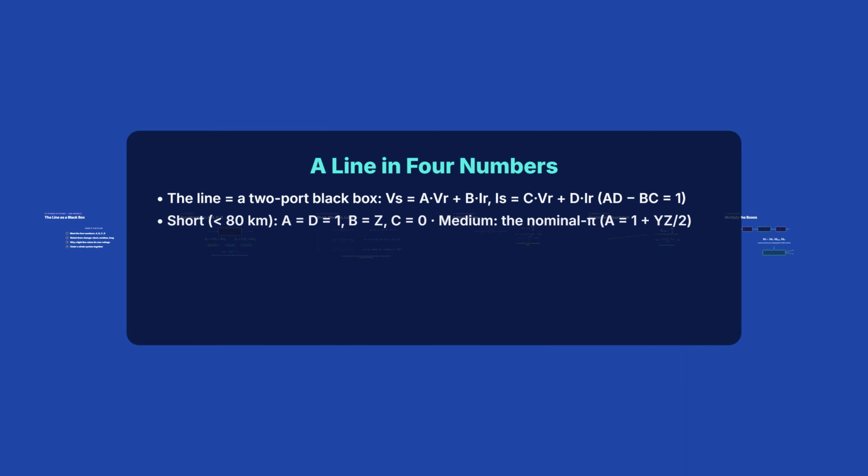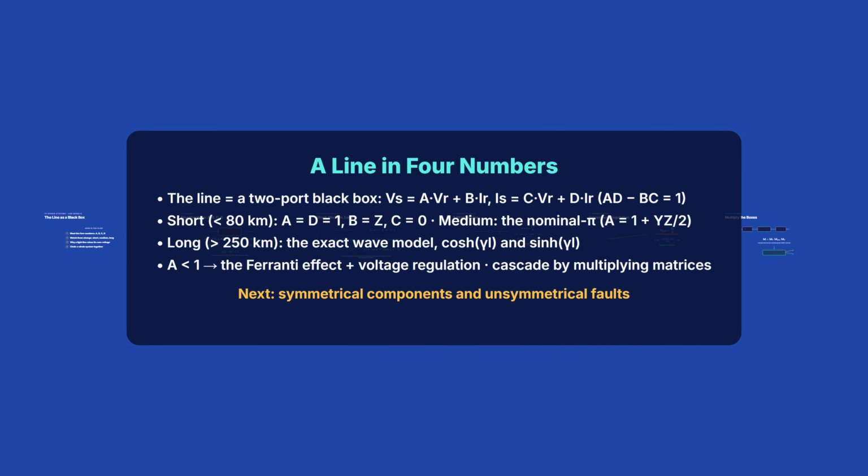So, transmission line models. We treat the line as a 2-port black box with 4 constants: A, B, C, and D. A short line is just its series impedance. A medium line adds half its capacitance at each end, the nominal-pi. A long line needs the exact wave solution with hyperbolic functions. Because A is a little under 1, a lightly loaded line shows the Ferranti effect and its voltage regulation. And because the constants form a matrix, we chain elements by multiplying them. 4 numbers describe a line of any length. That completes the transmission line.